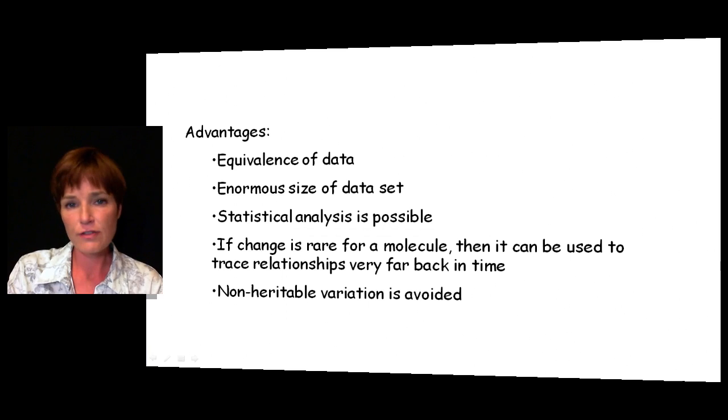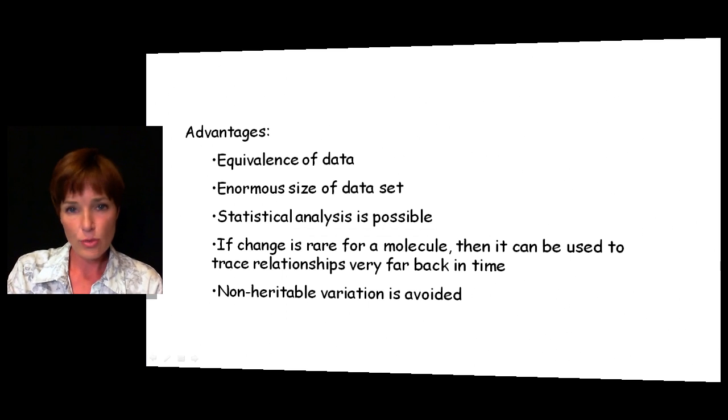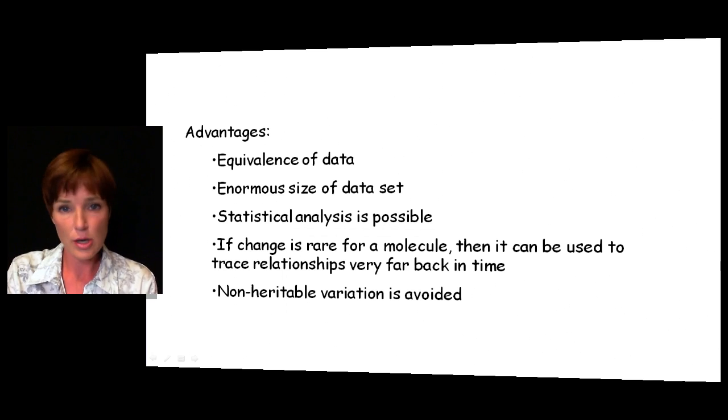When we just look at the phenotype of an organism, phenotype can be affected by heritable things. It can also be affected by environmental things. And when we're just looking at an organism, it can be difficult to rule out all of those things that are due to the environment. If we're looking at the hereditary molecules themselves, we don't have to worry about that non-heritable variation influencing any decisions that we're making here.